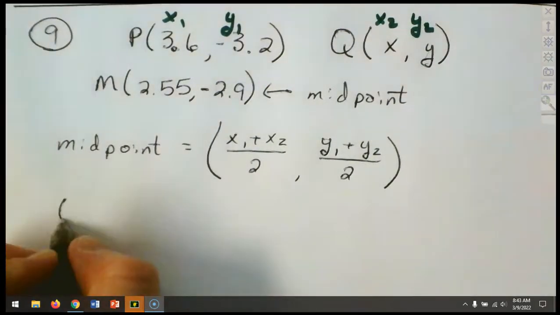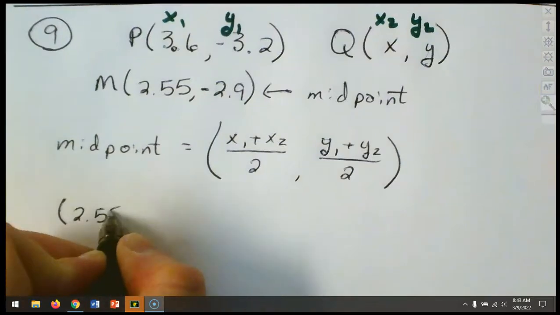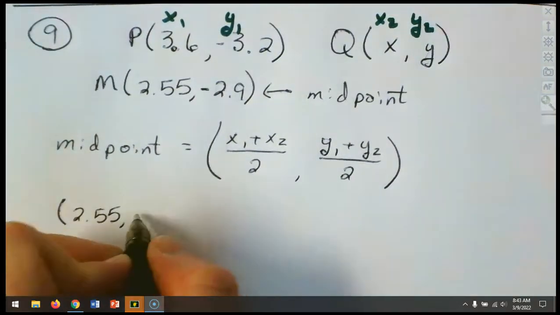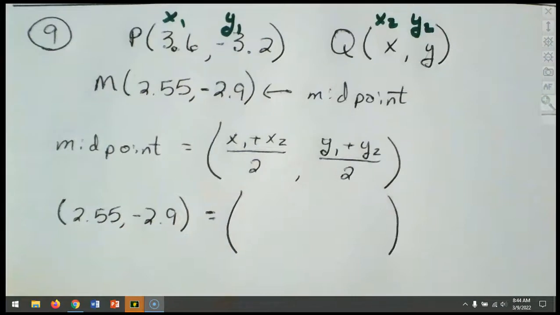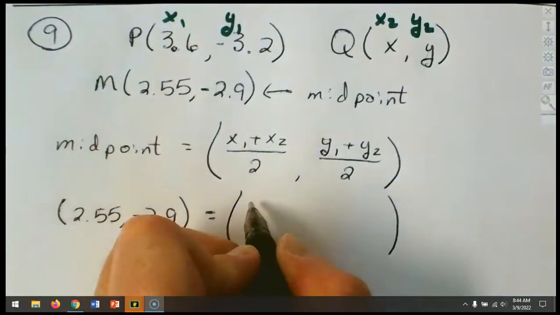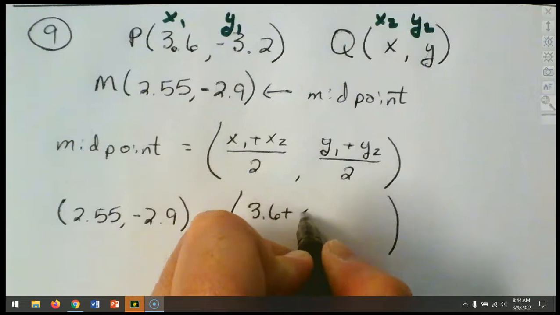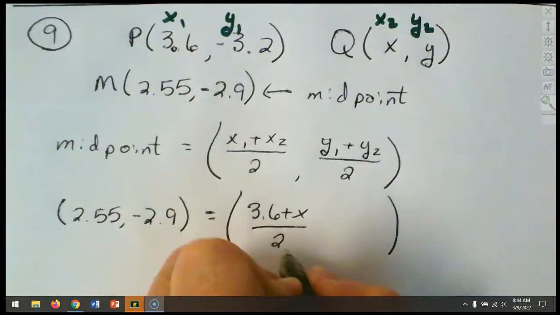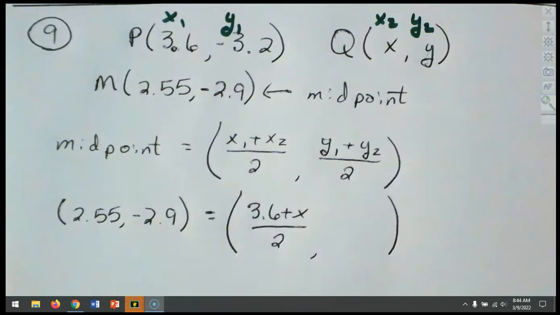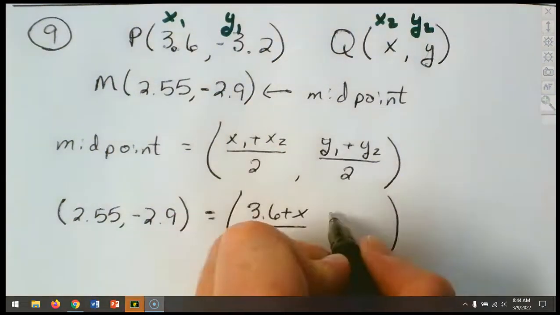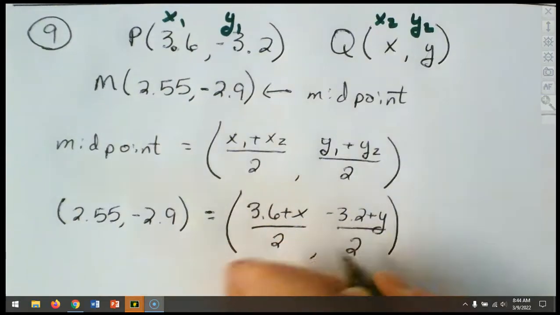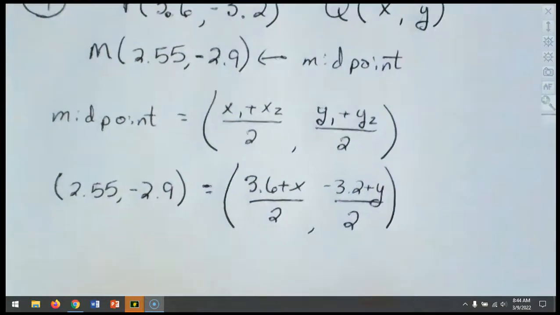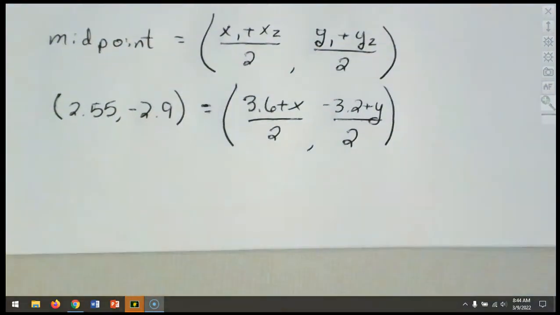We've got our midpoint, which is 2.55, and we've got a minus 2.9, and that is then going to equal, when we put everything back together, 3.6 plus x over 2, and a minus 3.2 plus y over 2. So that's what we've got. We plugged in our values, the x1 and the y1.